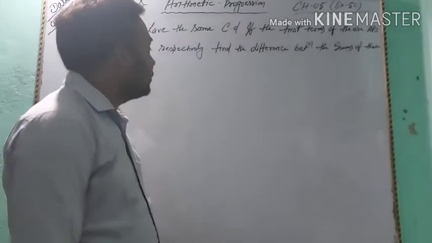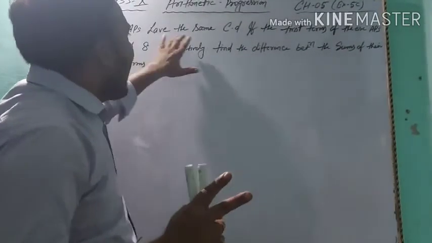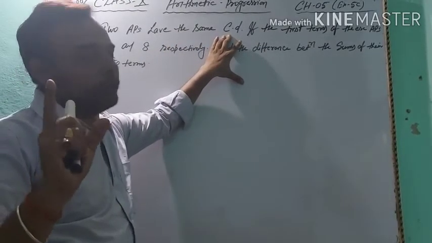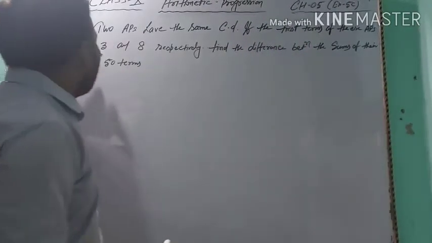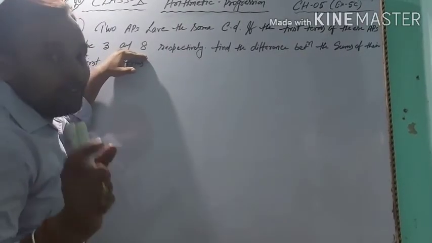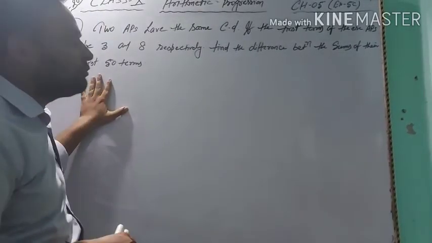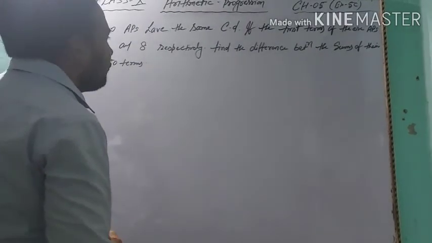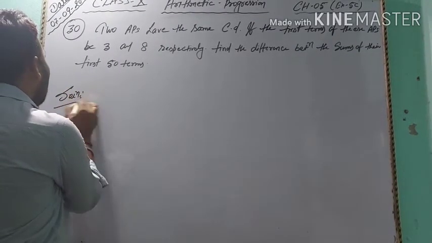Students, our next question is question number 30. Two APs have the same common difference. If the first terms of these APs are 3 and 8 respectively, the first term of the first AP is 3 and the first term of the second AP is 8, find the difference between the sums of their first 50 terms. So let's start. Solution.